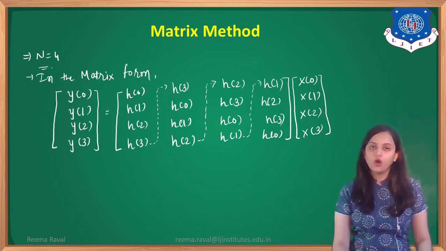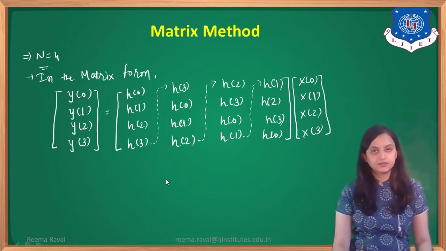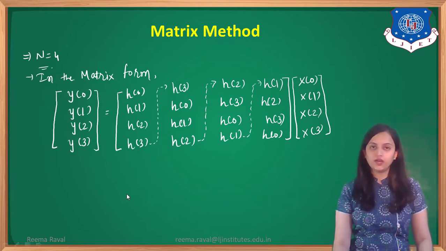As you can see over here, for a 4-point DFT, that is for N equals 4, in matrix form, if you want to obtain the output circular convolution y of n for 4 points, that means from y of 0 to y of 3, we will have the sequences h of n and x of n, where h of n is to be rotated to obtain a 4 cross 4 matrix. Let's say for example h of 0, h of 1, h of 2 and h of 3 are the 4 values for h of n. To rotate this, the last value is to be placed in the first place.